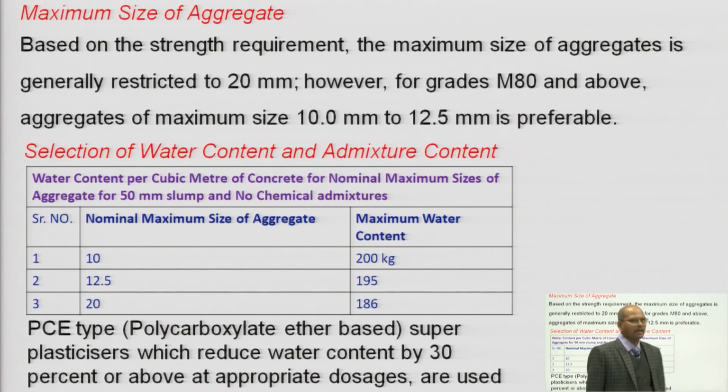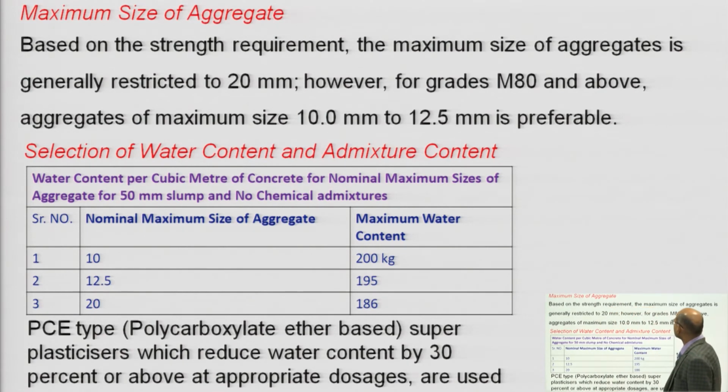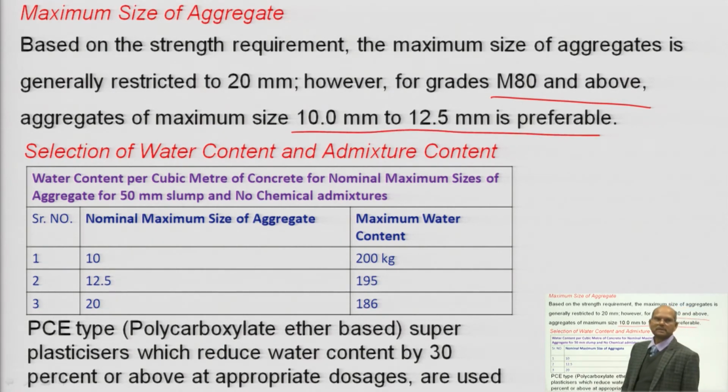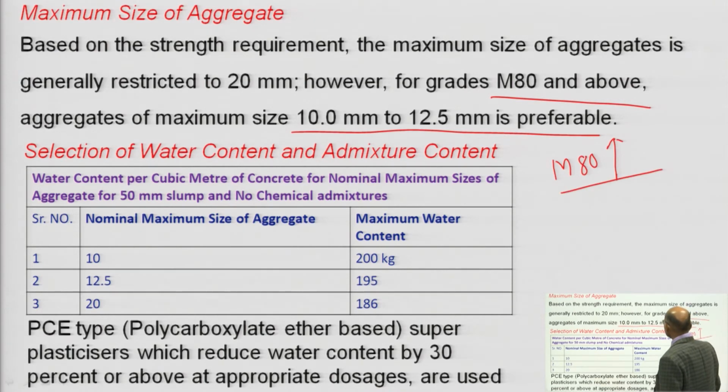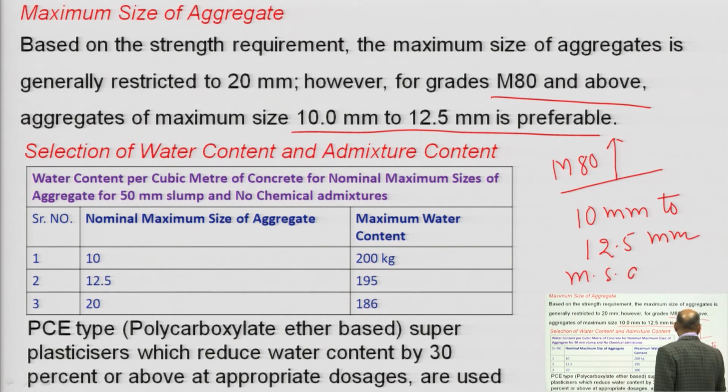Then maximum size of aggregate is generally restricted to 20 mm, but if you want to produce M80 and above grade concrete, in that case the maximum nominal size is restricted to 10 mm to 12.5 mm. So, for M80 and above strength, you have to use 10 mm to 12.5 mm maximum size of aggregate.